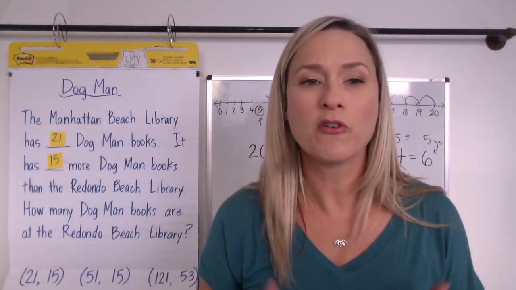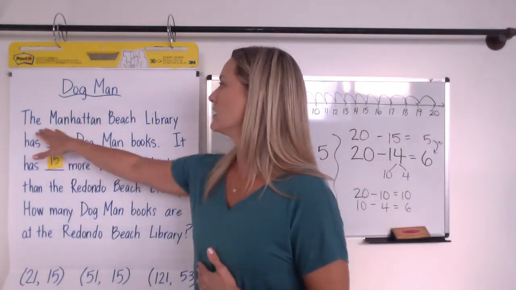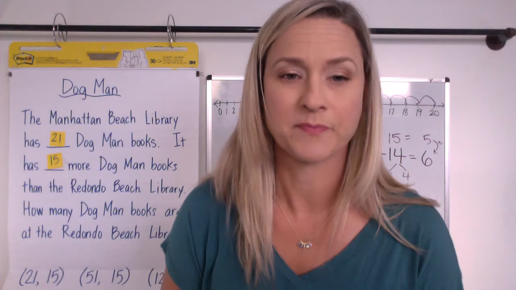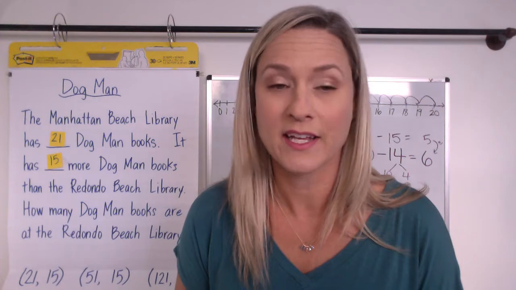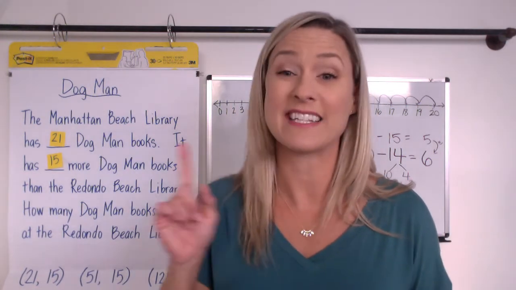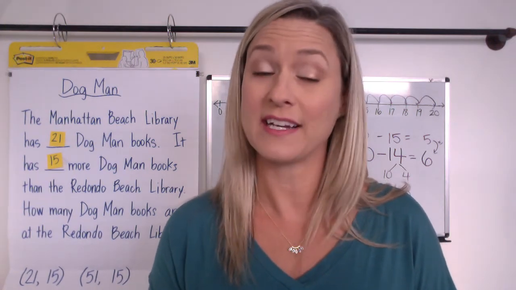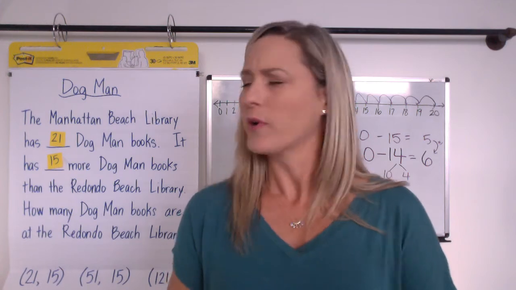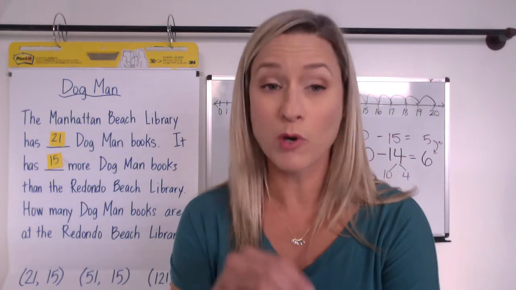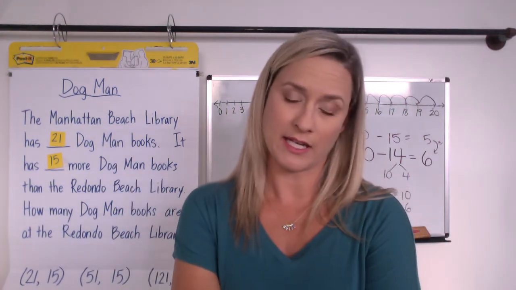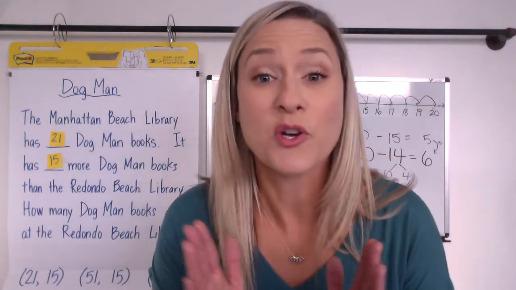Okay, so let's see. What do we know for sure in this story? For sure we know the Manhattan Beach Library has 21 Dogman books. What else do we know that's for sure in the story? Maybe you said, we know for sure that the Redondo Beach Library has fewer Dogman books than the Manhattan Beach Library. They're actually going to have less. Okay, what else do we know for sure? We know for sure that there are 15 more Dogman books at the Manhattan Beach Library than at the Redondo Beach Library, right? So we can compare them. All right, so use that information.